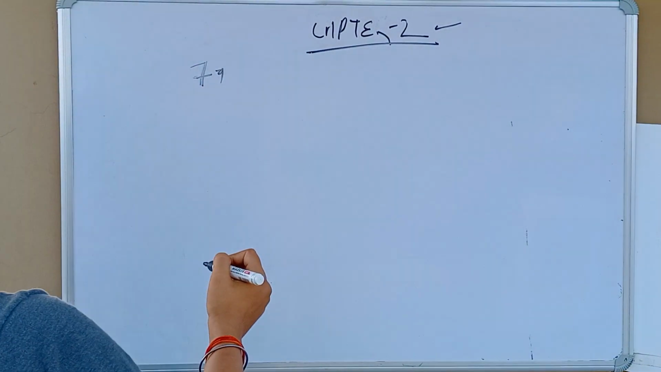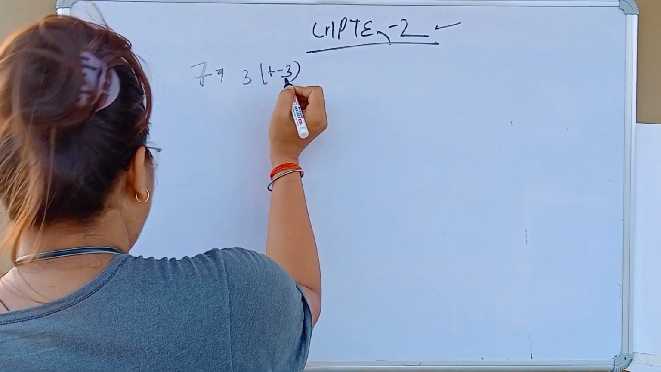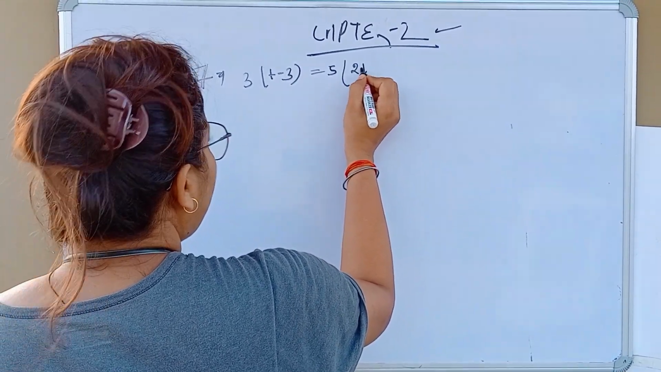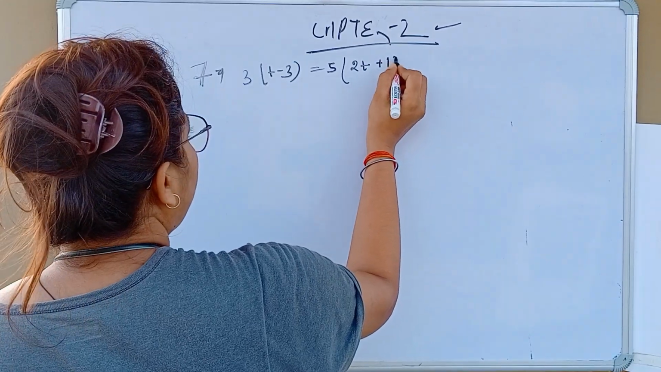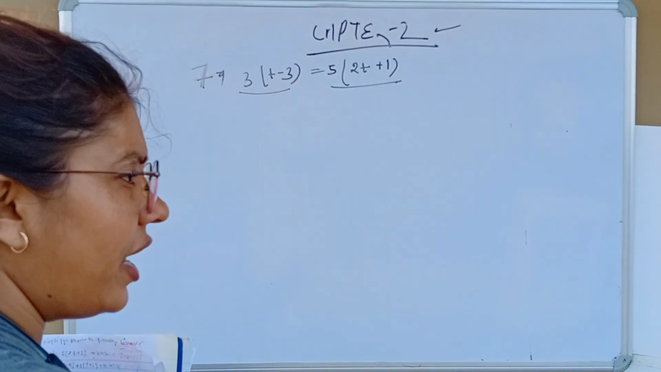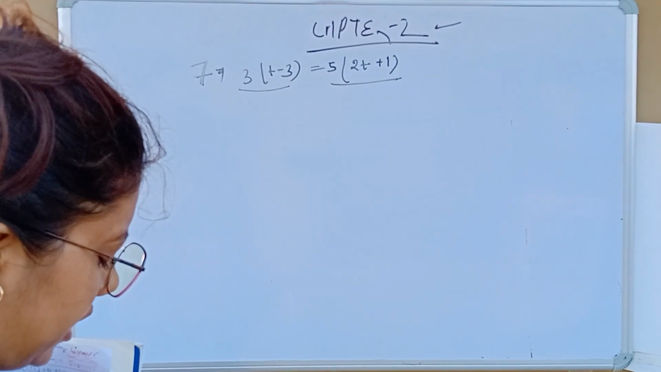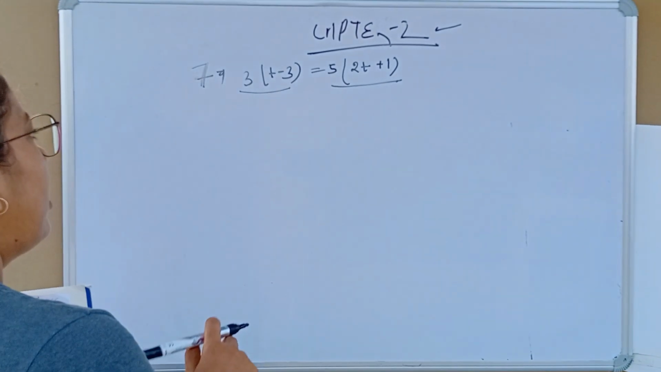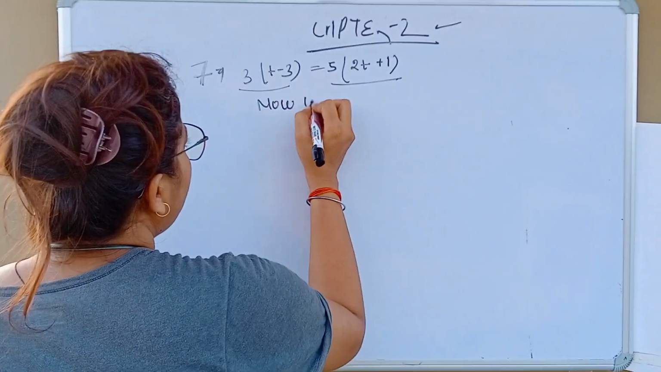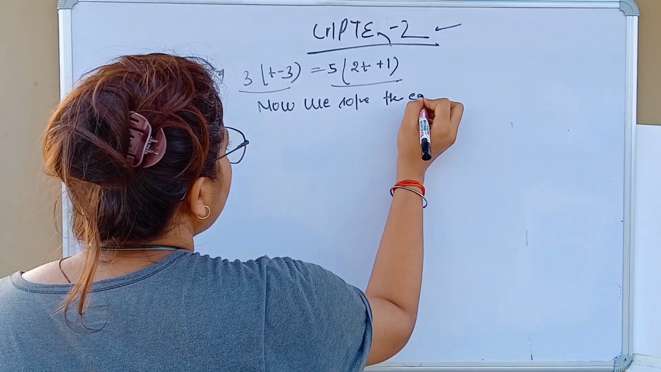7th is 3t minus 3 is equals to 5 into 2t plus 1. So take LHS and RHS. Now first what we do, solve the LHS and RHS, find value of t, then put value of t in this equation, check the value true or not. So what we do, take 3. Now we solve the equation.